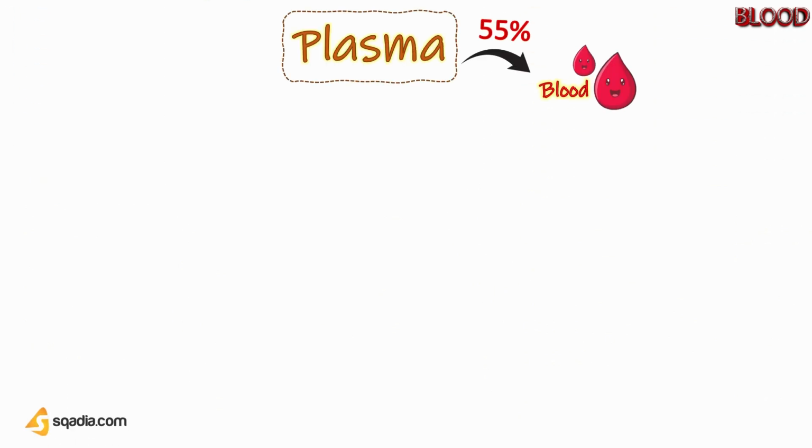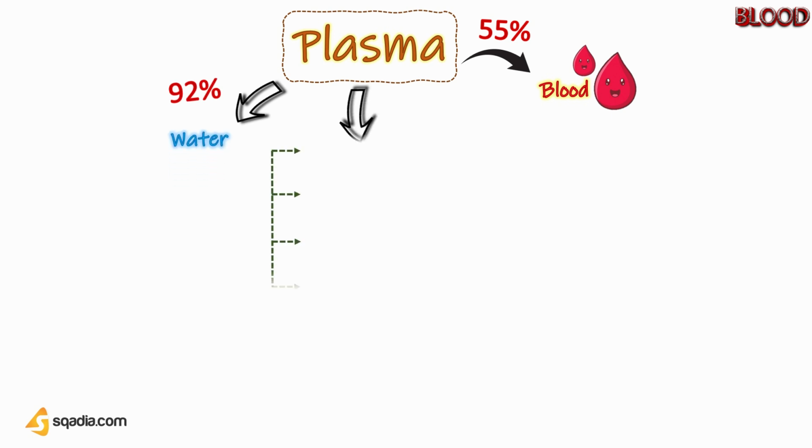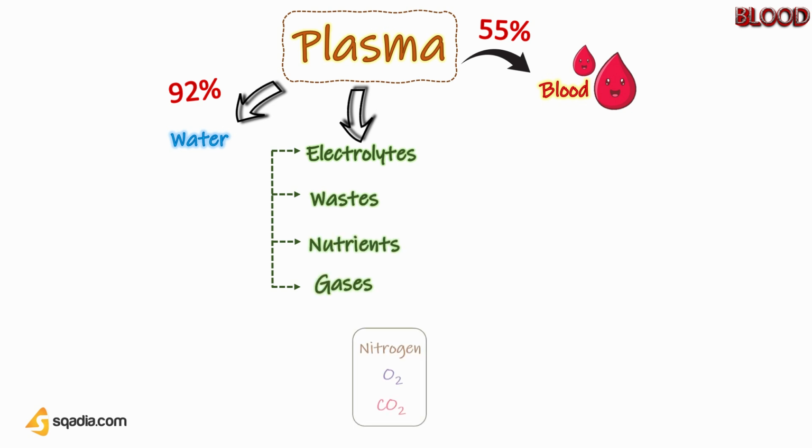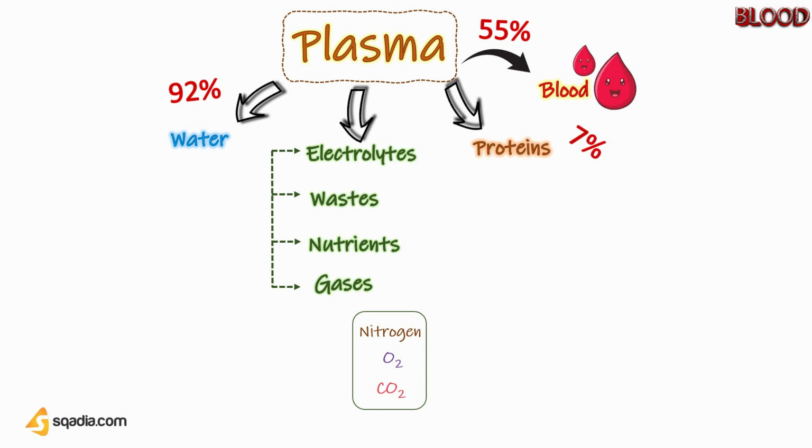Other than formed elements, the fluid portion that makes up 55% of blood is plasma. 92% of blood plasma is composed of water. Other components of plasma are electrolytes, wastes, nutrients and gases like nitrogen, oxygen, and carbon dioxide, and plasma proteins that are around 7% of plasma and play very vital roles.